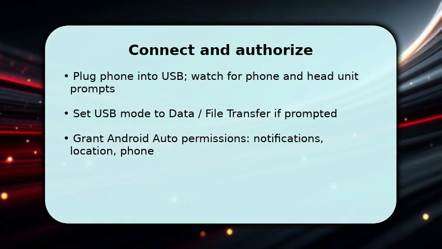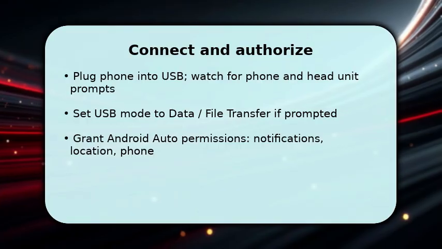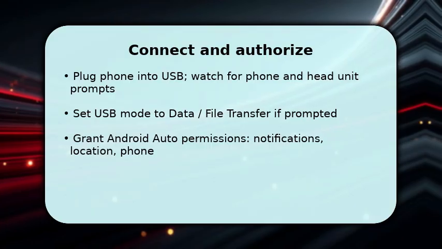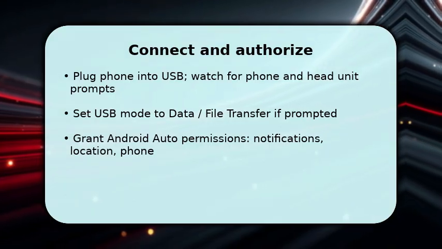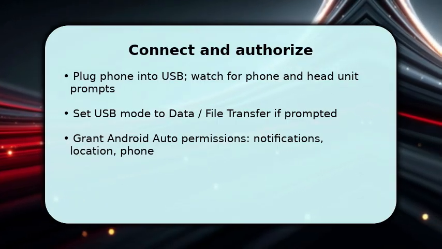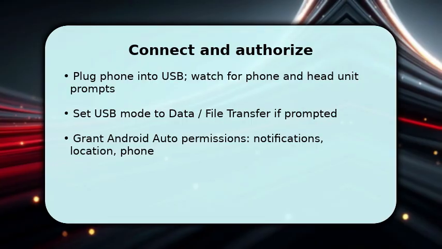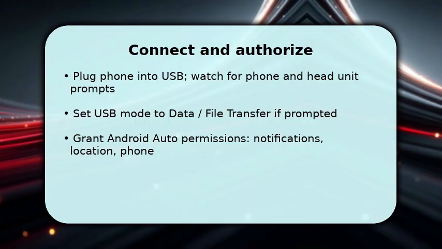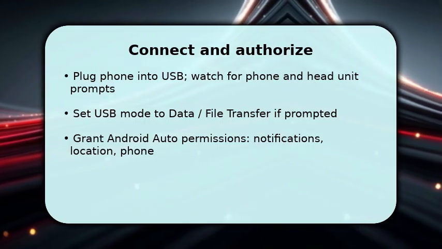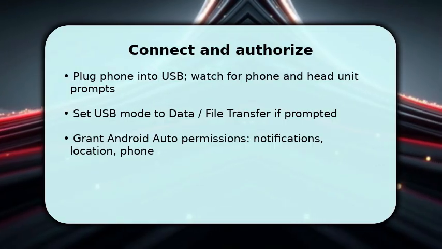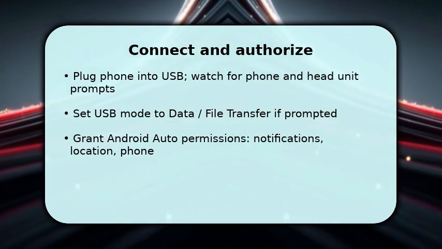Now plug the phone into the Kicks with the cable and watch both screens. You'll see a prompt on your phone asking to allow Android Auto and on the Nissan display to enable projection. Accept both. If the phone asks for USB mode, choose data or file transfer so the head unit can access Android Auto. Make sure you grant permissions for notifications, contacts, and location when requested. Doing these steps in this order prevents permission mismatches that block the finish.